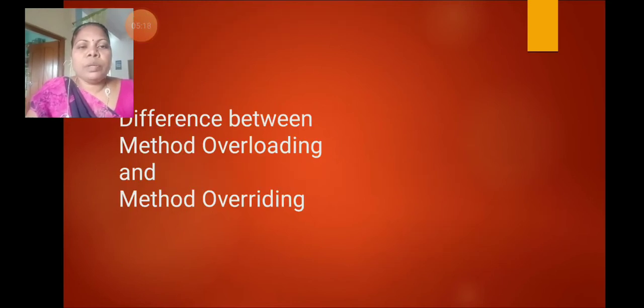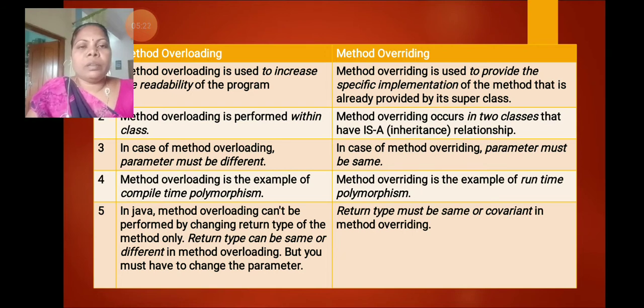Next, the difference between method overloading and method overriding. Method overloading is used to increase the readability of the program, and method overriding is used to provide the specific implementation of a method that is already provided by its superclass. When you are using inheritance, we use method overriding.